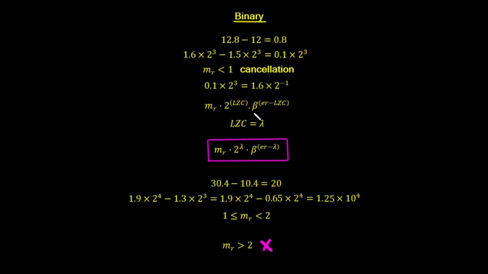And the decrease in the exponent will be again by a factor of this leading zero count. So if we call the leading zero count lambda, then we can write it down mathematically as the normalisation for this cancellation that we get when we subtract. It is going to be the mantissa for the result, and it's going to be multiplied by a factor of 2 to the leading zero count, which is lambda, and the exponent is going to be decreased by that same factor of lambda.